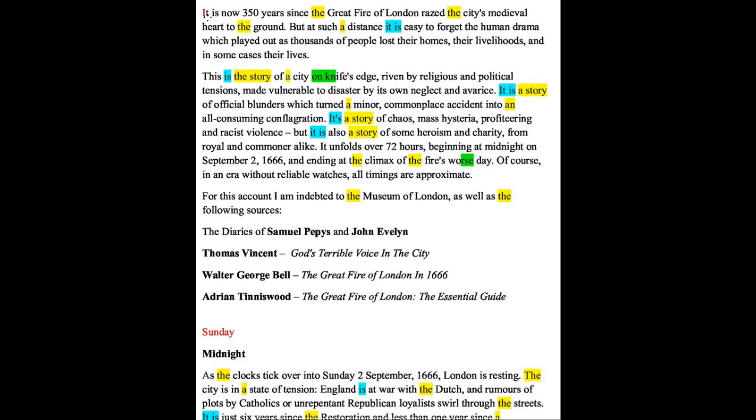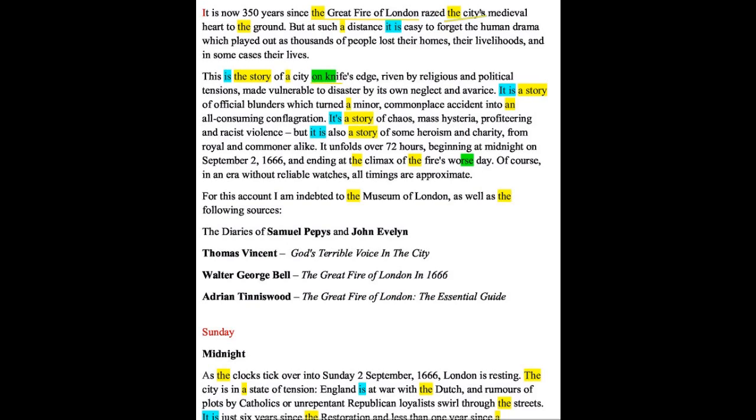So look at the first sentence. It is now 350 years since the Great Fire of London razed the city's medieval heart to the ground. So these ones should be fairly clear. There is only one Great Fire of London, and so that one will always have the definite article. Always, although the writer does miss it out later. I consider this a mistake, and we'll see that the writer makes a few mistakes which are in green.